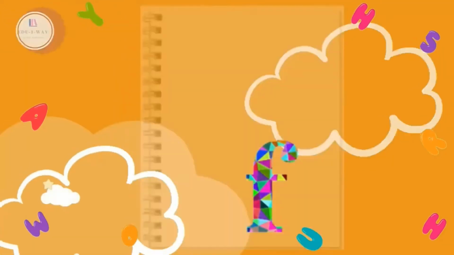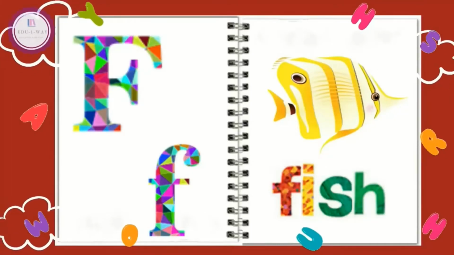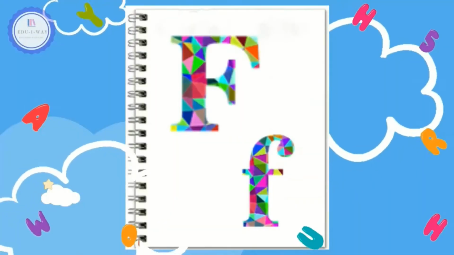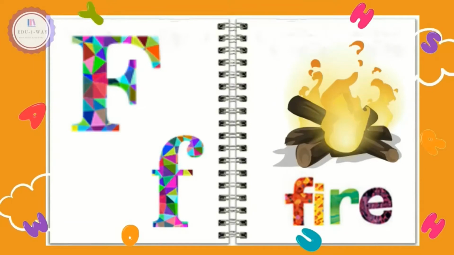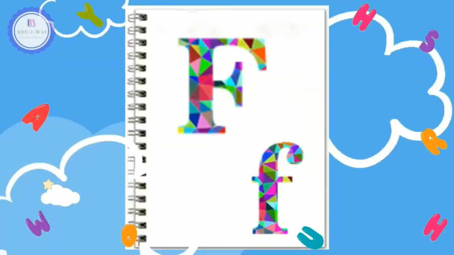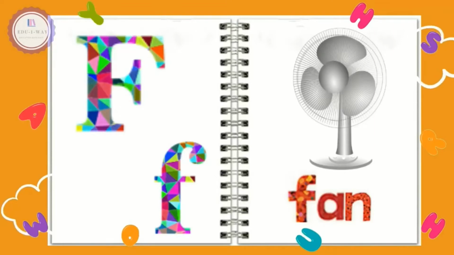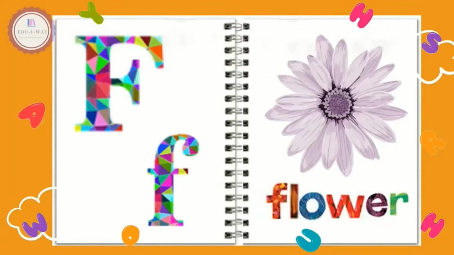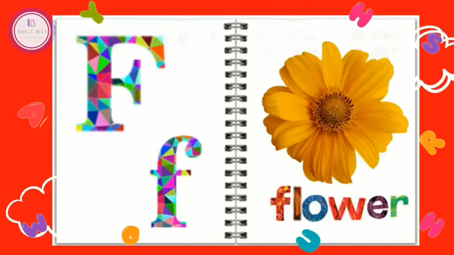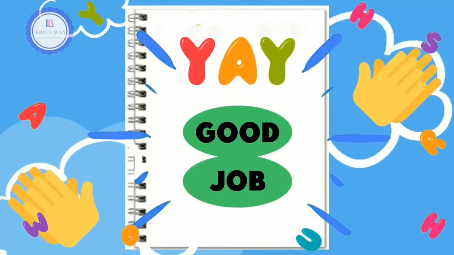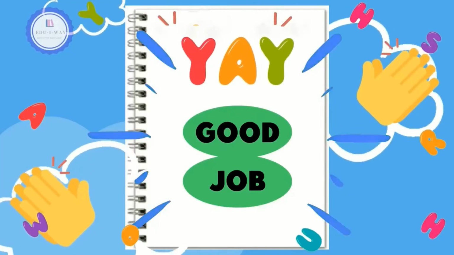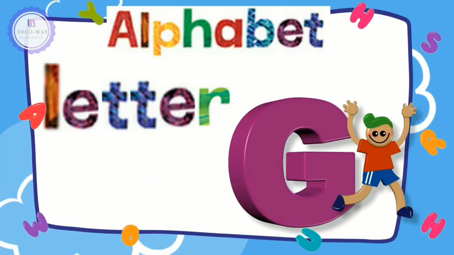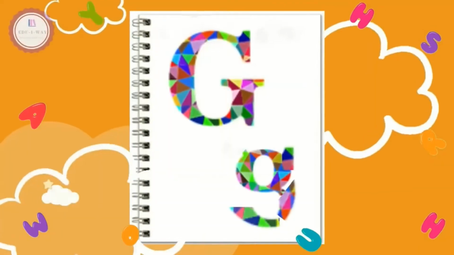F for fish. Fish, fish, fish. F for fire. Fire, fire, fire. F for fan. Fan, fan, fan. F for flower. Flower, flower, flower. Yay! Good job! Letter G. G, G.